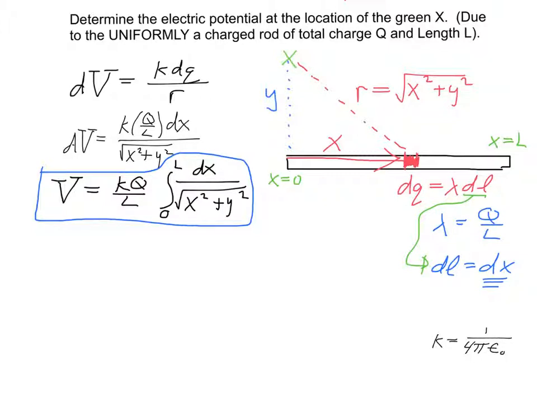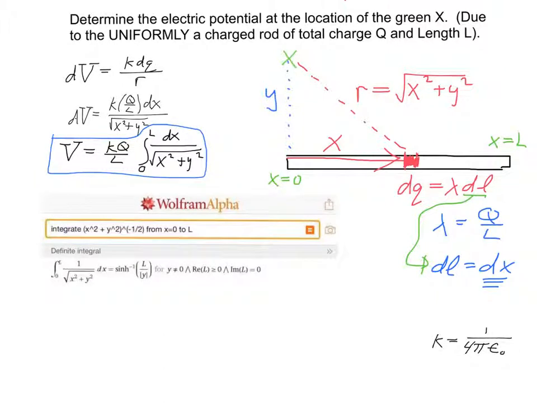Now let's actually do the integral. I'm going to take the short way. I'm going to just use Wolfram Alpha. So here's how you put it into Wolfram Alpha. Here's what it gives me. And so, since we have the result for this integral, we can plug that in here and we can get our solution.